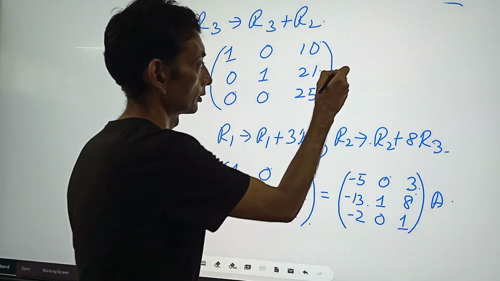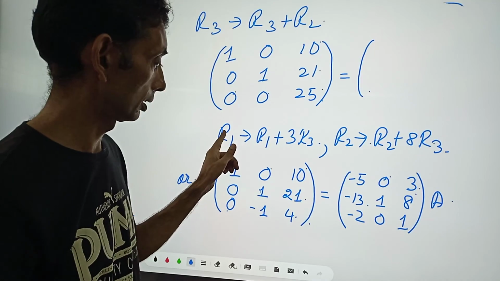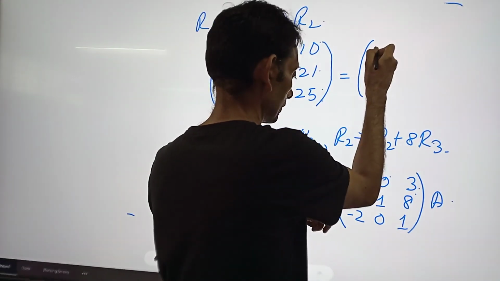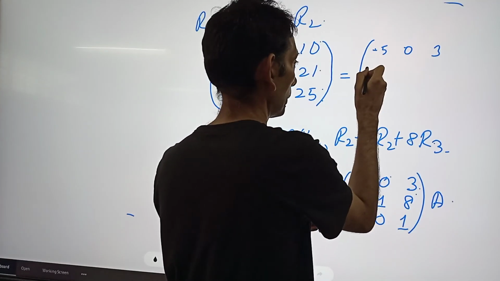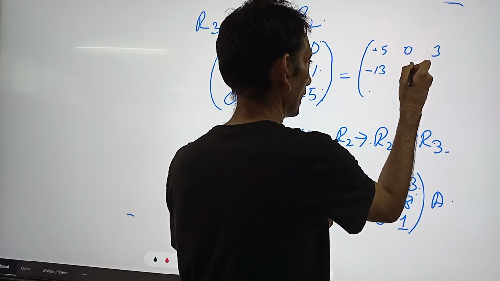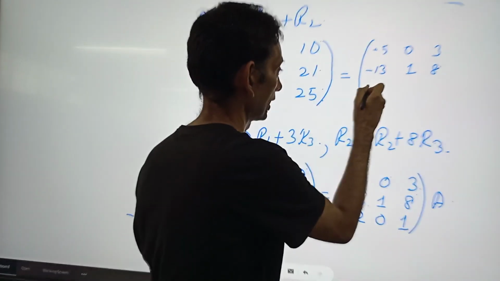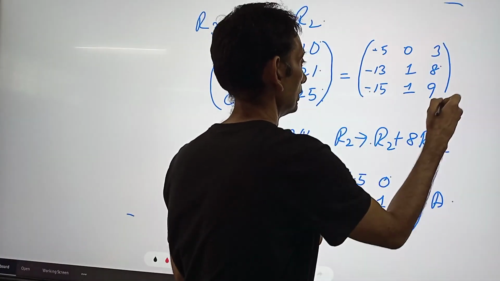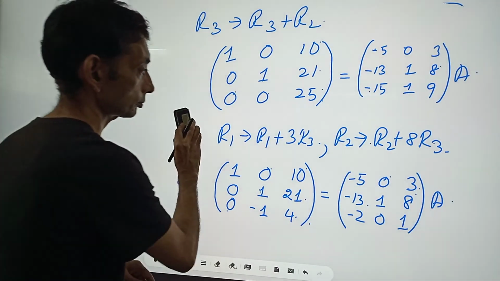Okay, next. So there is no change in R1 and R2. So we'll just write as it is: minus 5, 0, 3, and minus 13, 1, 8, and we'll add this one. Minus 2, minus 13, minus 15, and this will be 1, and this will be 9, and this has to be 8. Okay, next.